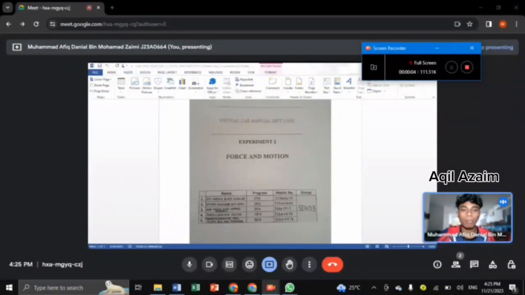This week, the experiment is force and motion. My group introduction: the lab performance was completely focused on force and motion. Force and motion are fundamental concepts in physics that describe the interaction between objects. Force is the influence that can cause an object to undergo a change in speed, direction, or shape of motion.